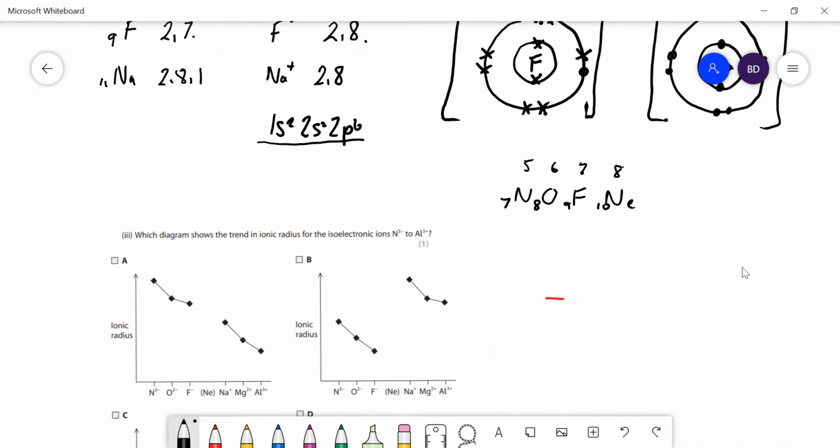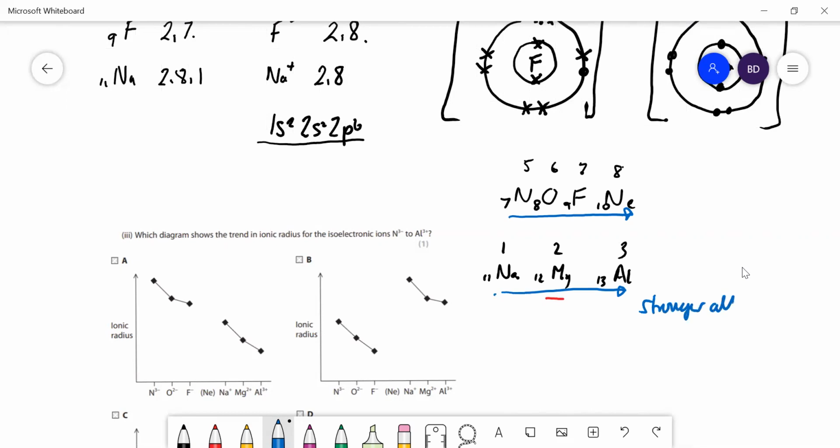And then, of course, we start a new row. We've got sodium in group 1, atomic number 11. Group 2, we've got magnesium, 12, and 3, we've got aluminium there. Now, you can see that as you go across, the number of protons increases. So even though they've got the same electronic structure, the attraction of the nucleus on those electrons gets stronger. So that means the ionic radius is going to decrease, and it will decrease in a fairly linear sort of way.